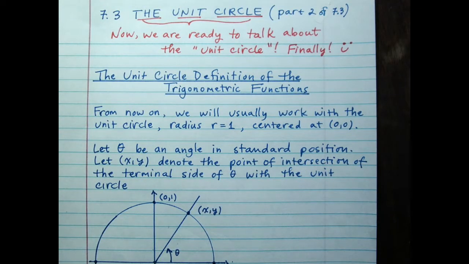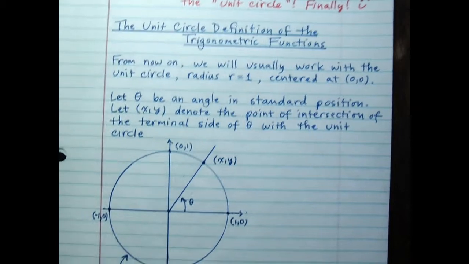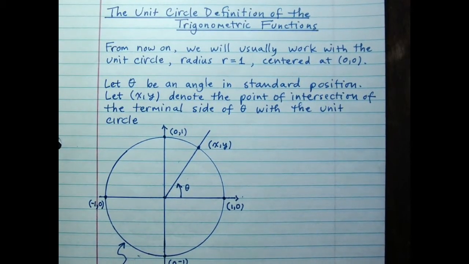So now we are finally ready to start talking about the unit circle. We're going to discuss the unit circle definition of the trigonometric functions. Even though 7.3 is titled the unit circle, we've done a lot of 7.3 before we've even talked about the unit circle. And now we're going to plunge into that discussion. So let's talk about the unit circle definition of the trigonometric functions.